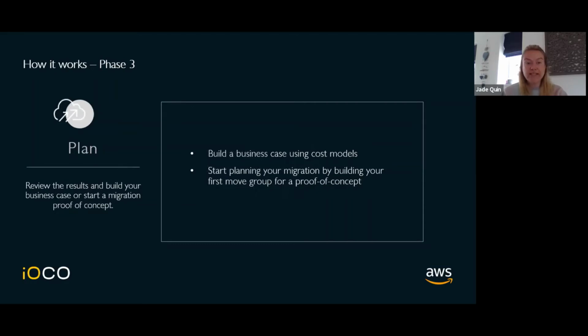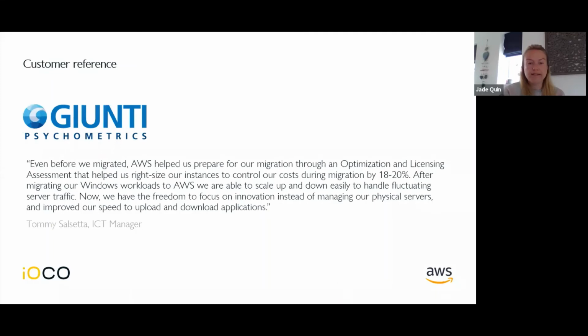So once we've presented the cost model back to you and we've shared the data, it's then there to be able to start building that business case, and you're able to start planning your migration with iOCO and plan your first move group or your proof of concept. That OLA is going to provide that data to help you identify which application or workload should be in that first move group. And that is the assessment in a nutshell. So if we could just move on to the next slide, please.